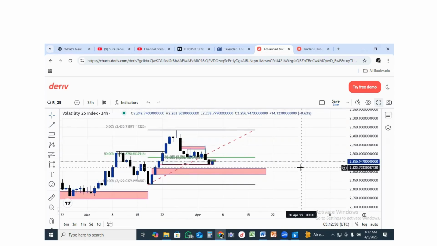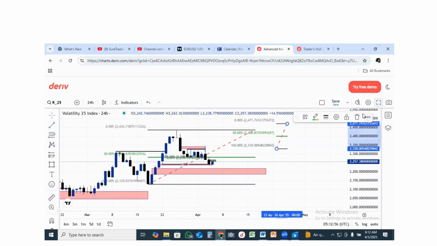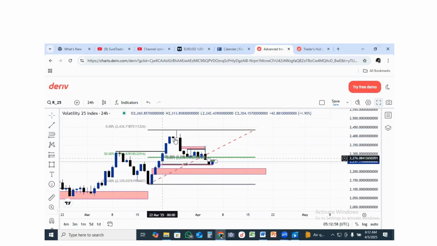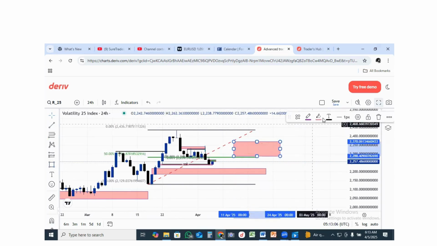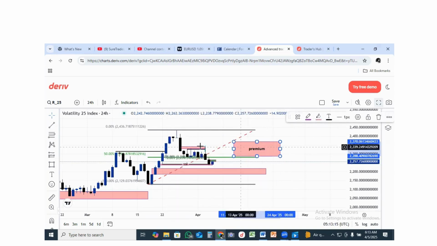So you pick your Fibonacci tool right here and mark from here to this point. Now, this part of your Fibonacci is called your premium zone. Anything that comes around here, you're meant to sell.